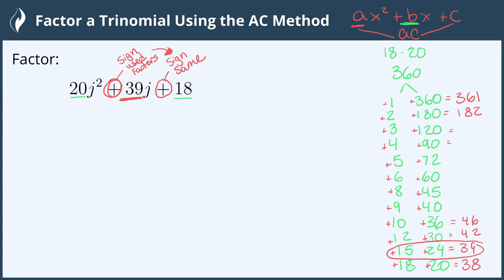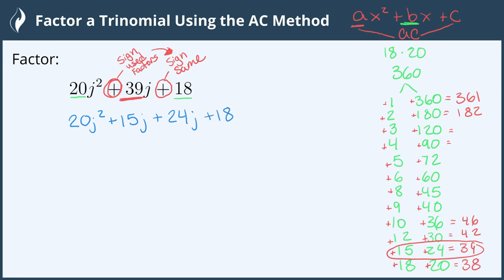So we will replace our middle term with 15j and 24j, giving us 20j squared plus 15j. And we don't have to go in this order. We could have done 24 first. I'm going to go ahead and keep it just as we found the order of the factors that we found. So this is going to be plus 24j, and we'll finish it up with 18.